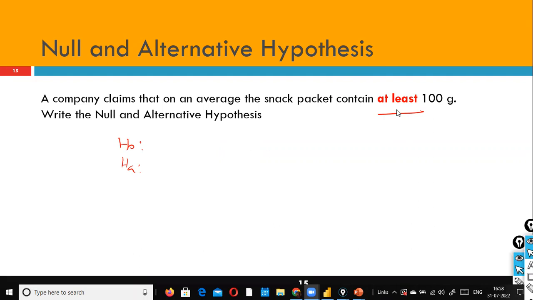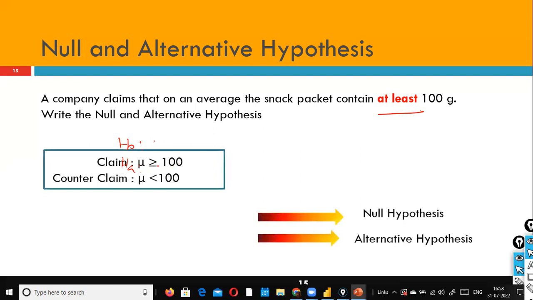Okay, at least. In statistics, at least is greater than or equal to, right? At least 100 means 100 or more than 100. That is what the at least statement says. Yes, null is more than or equal to 100. Yes, you are correct, Sumiti, right? So here mu is the null hypothesis. We are assuming 100 or more than 100. That is what at least says.